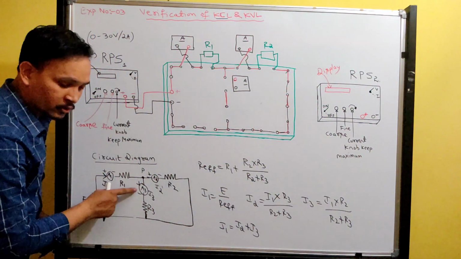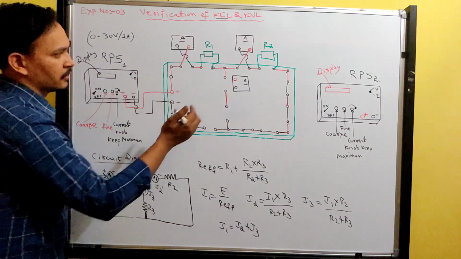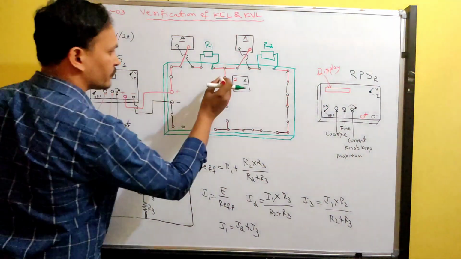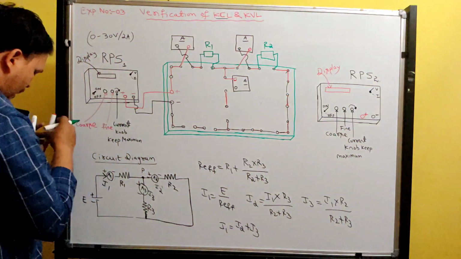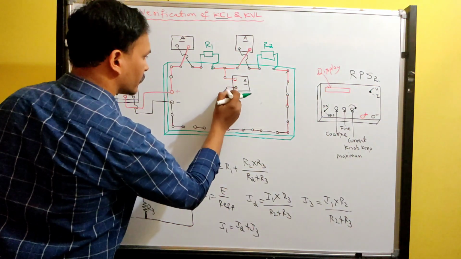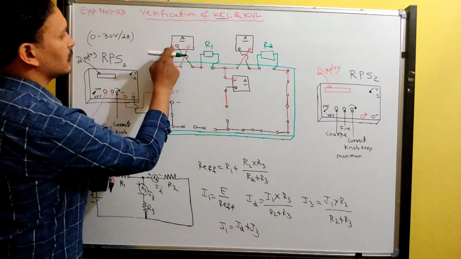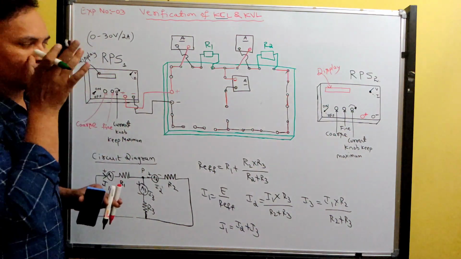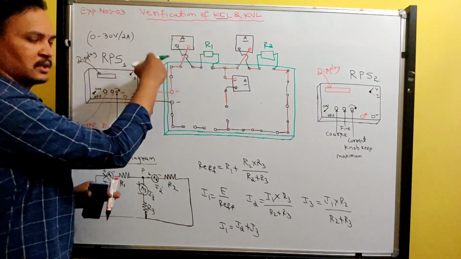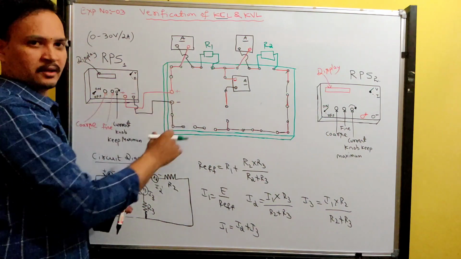Next is one more ammeter. So the red pin is plus, it is connected to red, and black is connected to black. Actually, I can write red here, black here. But in the instrument, red is on the right side, black is on the left side. So like that I have written here.